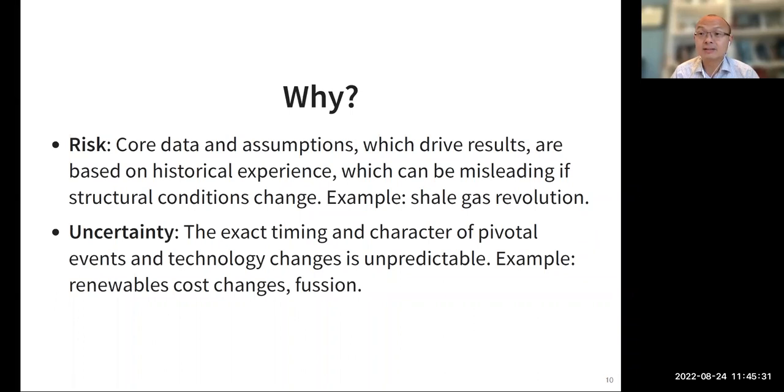Let's say 10 years ago, the prediction was that we might achieve grid parity, which means renewables can compete with conventional electricity, by 2050. Five years ago, the projection was by 2030. And now renewables are already competitive. So the exact timing and characteristics of pivotal events or technology changes are unpredictable. When will fusion become economically viable? We know someday it might, but we don't know when. 30 years, 50 years, we always say in 50 years it will be economically viable, and we are still saying 50 years, right?